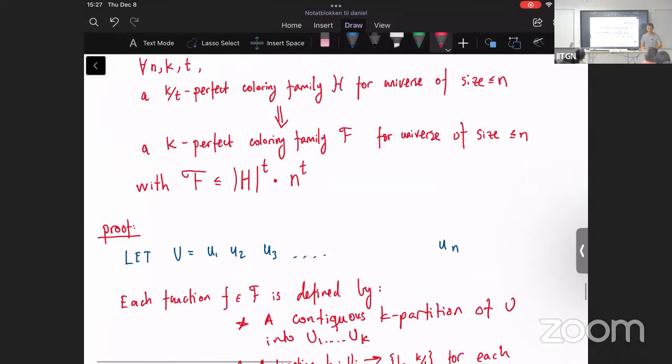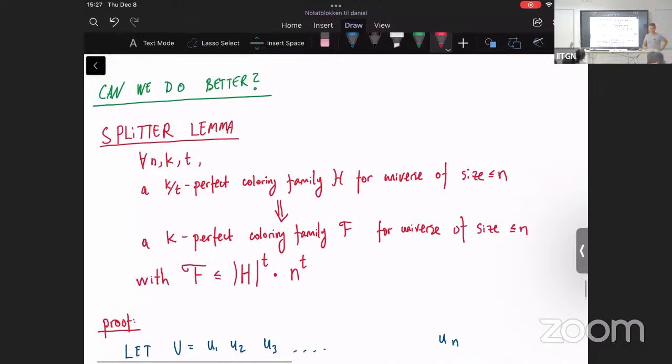Take the universe and order it. Yes? No, so I'm saying if there exists a k over t perfect family H for a universe of size n, then there exists... I mean, the way the notes are written is a bit ambiguous. What I mean is, if there exists such a coloring family, then there exists such a coloring family, and given H, I can construct F.